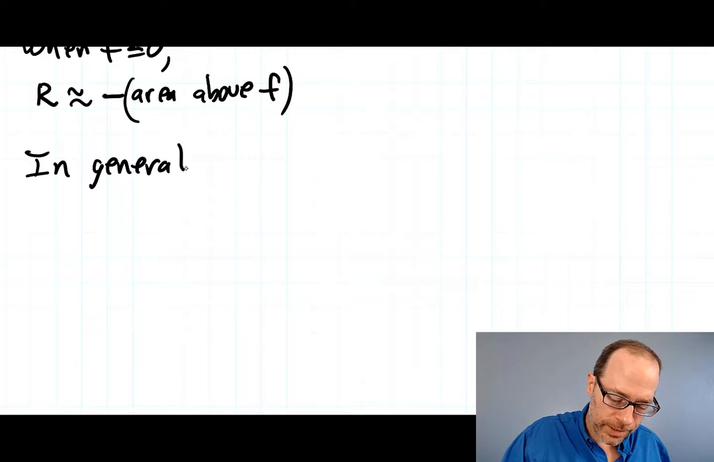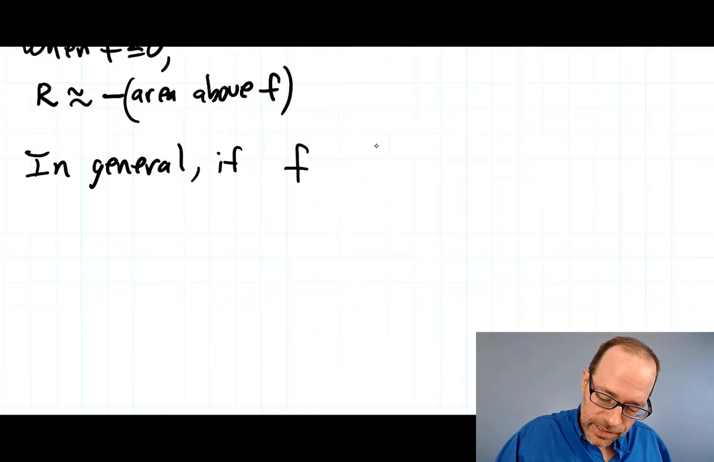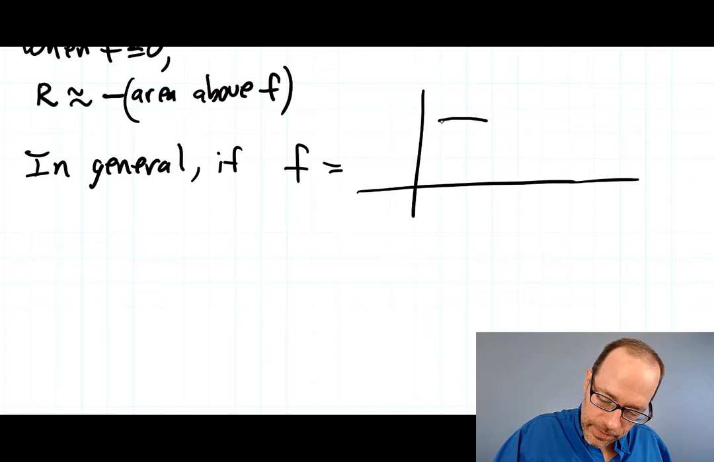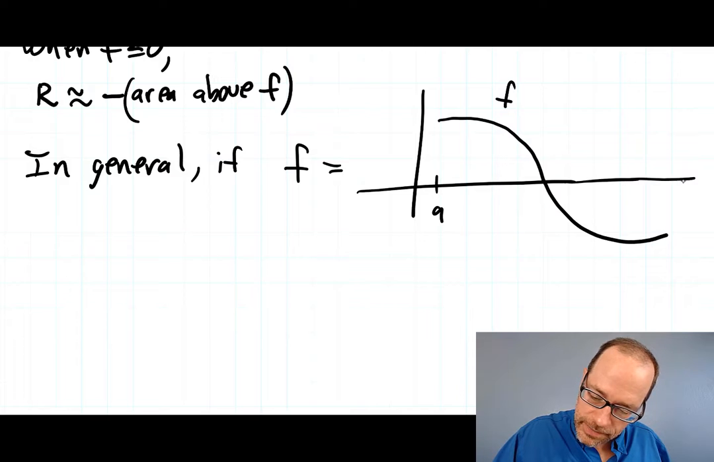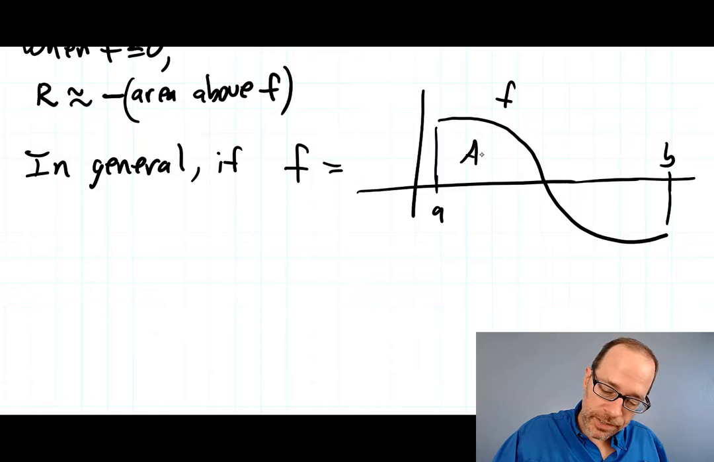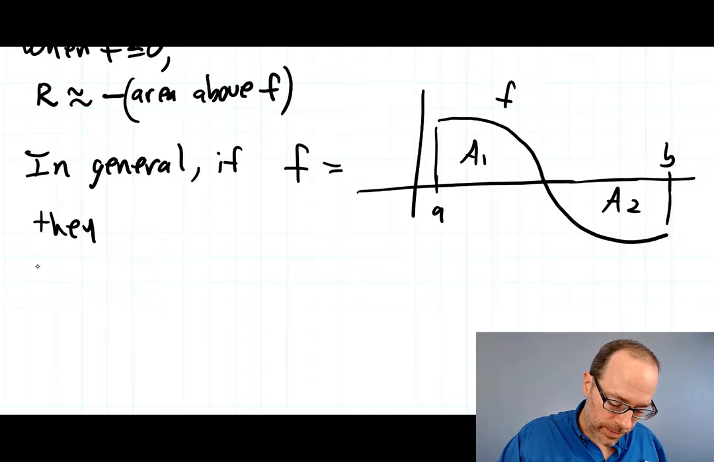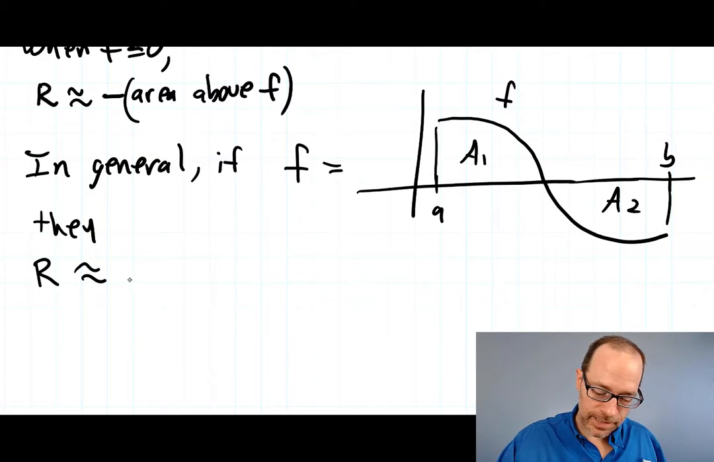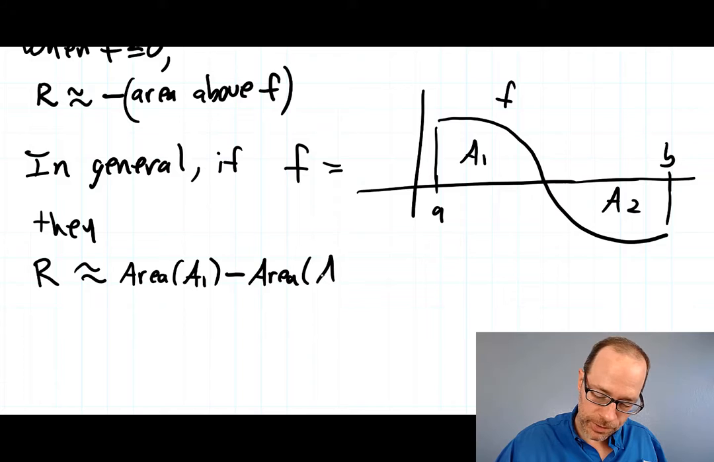And I'm just going to draw a picture that will illustrate sort of the general case. So if f looks like this, the graph has this behavior. So that's the graph of f. Here's a, and here's b. And if this is region A1 and this is region A2, then the Riemann sum approximates the area of A1 minus the area of A2.